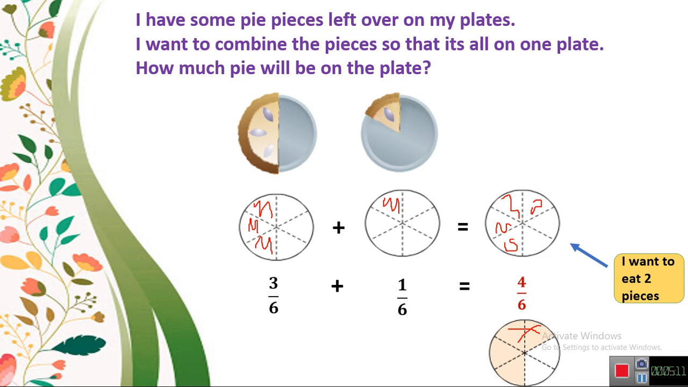Now, how much pie will be left on my plate after eating those 2? It's just 2 pieces, right? So your final fraction would be 2/6. Yes, after I eat the pieces, I just have 2 pieces of pie left on my plate. So now my fraction is 2/6, as you can see here.